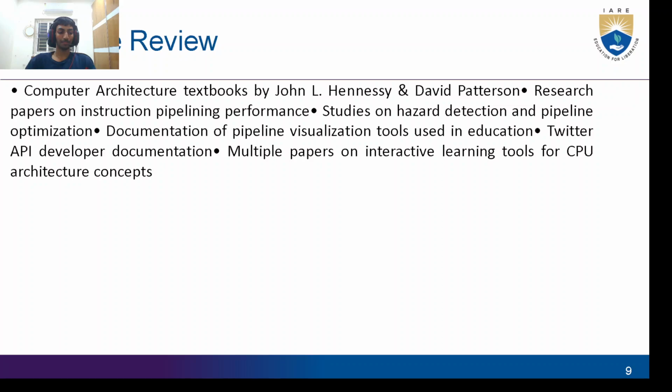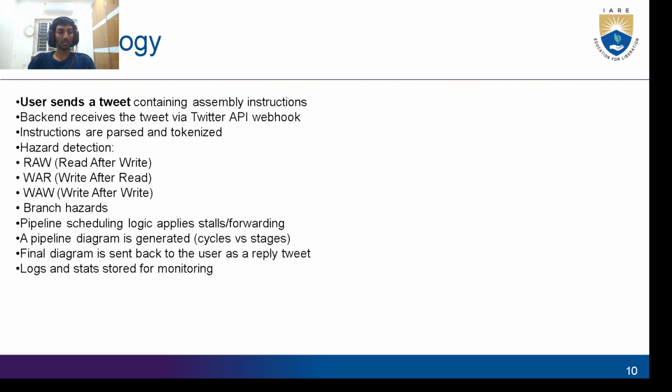Coming to the methodology, it includes several steps: data collection, instruction mapping, pipeline simulation, hazard detection, and visualization. For data collection, it fetches real-time tweets based on keywords using the Twitter API. In instruction mapping, each tweet is turned into an instruction. For example, tweet length or sentiment may determine the opcode or type. In pipeline simulation, mapped instructions enter the pipeline: fetch, decode, execute, memory, write back.